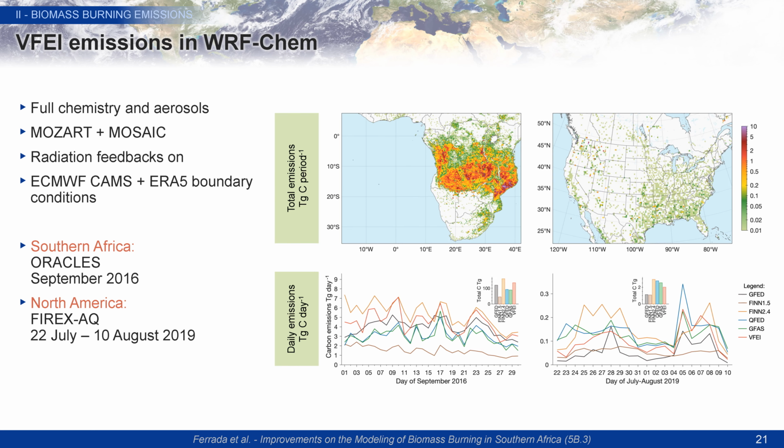After developing this emission inventory, we needed to test it to see how well it performs. So we conducted model simulations using WRF-Chem for 2 regions. One is Southern Africa during September 2016, to make use of the ORACLES campaign data, and the other in North America during the summer 2019, to make use of the FIREX-AQ field experiment that was carried out there. The maps show the domains used for these simulations, and they show the total carbon emitted during this period. In the bottom, you can see a time series showing the total emissions of carbon per day of VFA and how it compares against the other 4 major inventories from before.